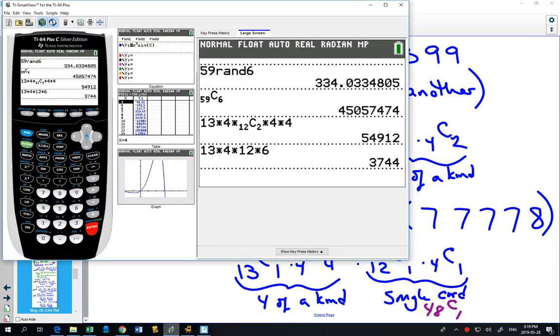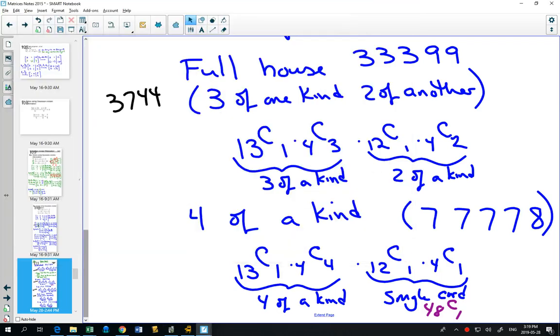We type this into our calculator. 13, 4 choose 4 is 1. 12 choose 1 is 12. 4 choose 1 is 4. 624. Very rare. And if you wanted a royal flush, there's only 4 of them, 1 in each suit.